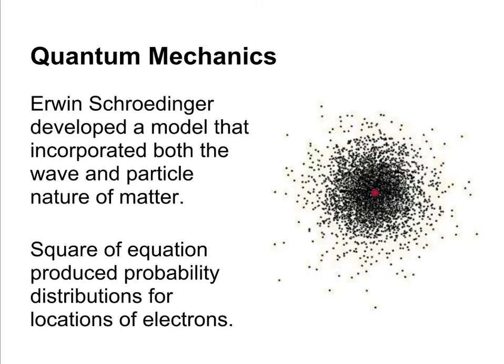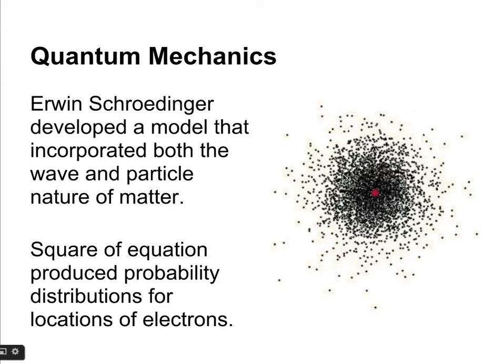It was an equation that he came up with, and the square of that equation produced probability distributions to find the locations of electrons. This complicated equation was called the wave equation, and these probability distributions show the statistical likelihood of finding an electron at any one time.